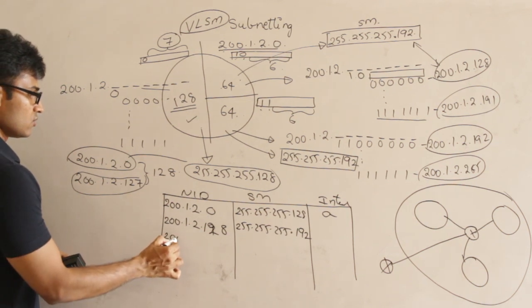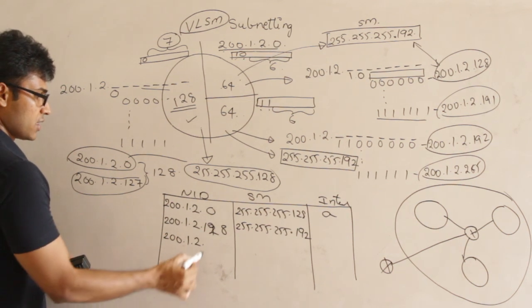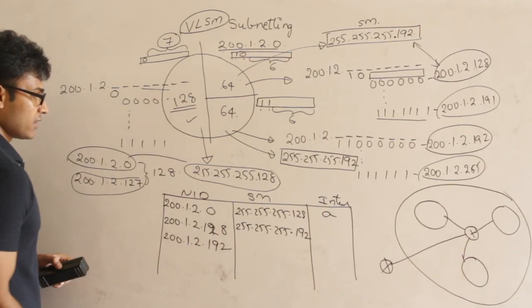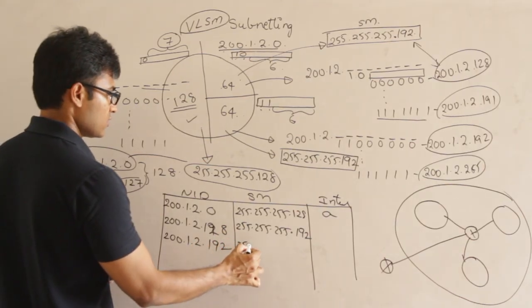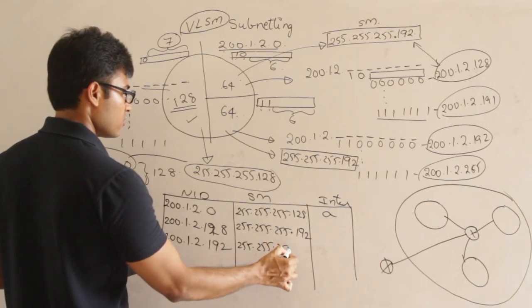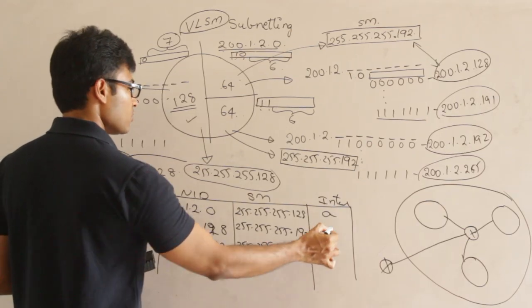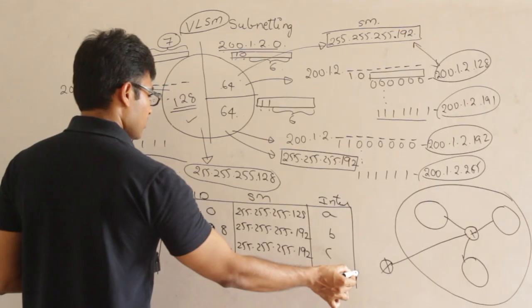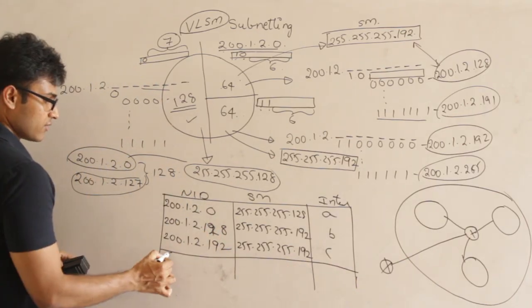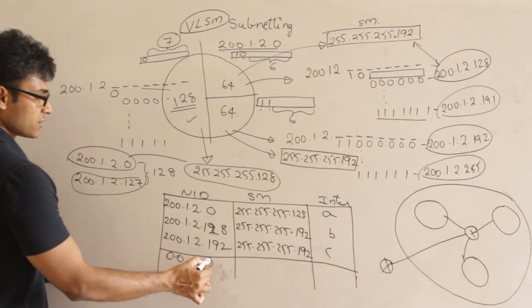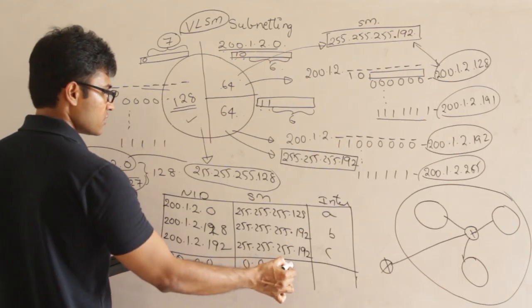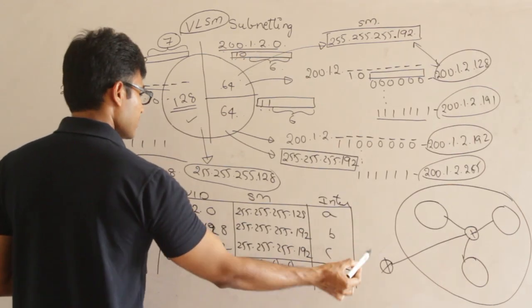And the third one is 200.1.2.192 is the network ID, and the subnet mask is 255.255.255.192. Let us say interfaces B and C. And again you will have one more entry, which is the default entry, which is 0.0.0.0, right? And the default entry, let us say, is D.